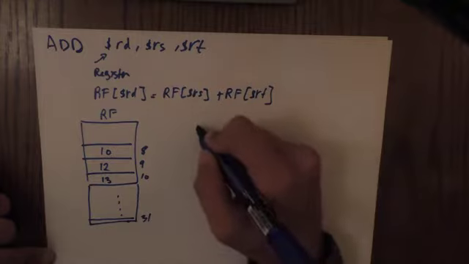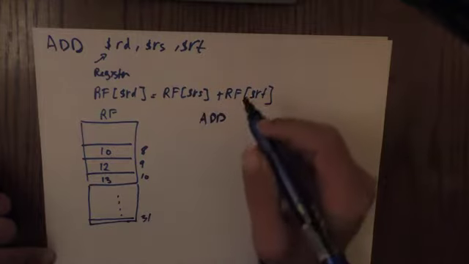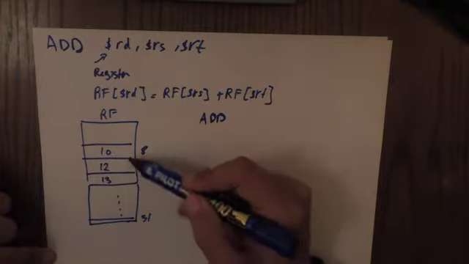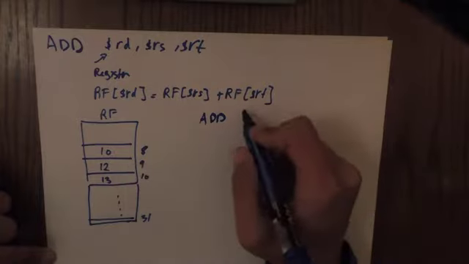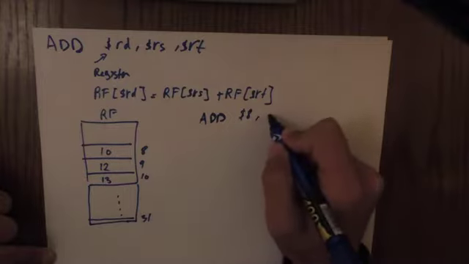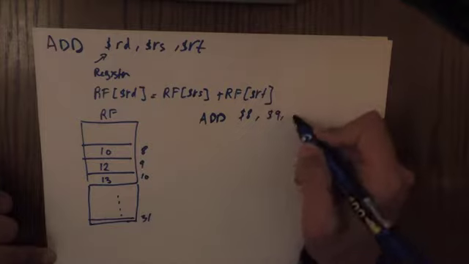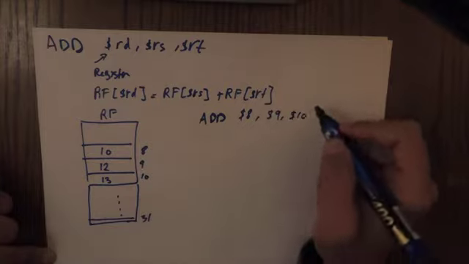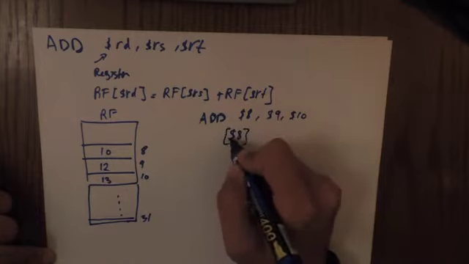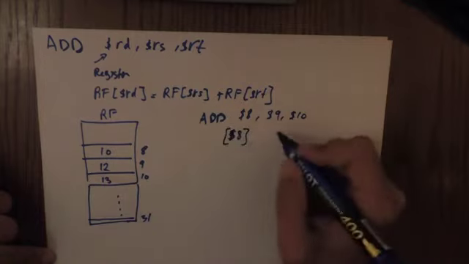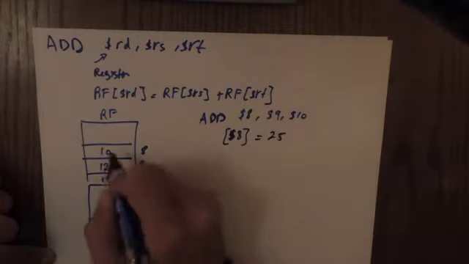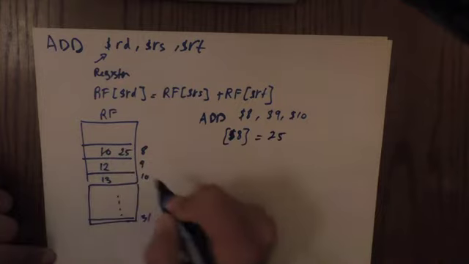So here we can say add. Let's say we want to add the value inside 9 and 10 and place it in 8. So what we do is add $8, $9 and then $10. So what happens is that $8, what's inside of it, or in this case we can say just 8 since it's the address, is equal to 25. So this will go and we'll have 25 inside of it.